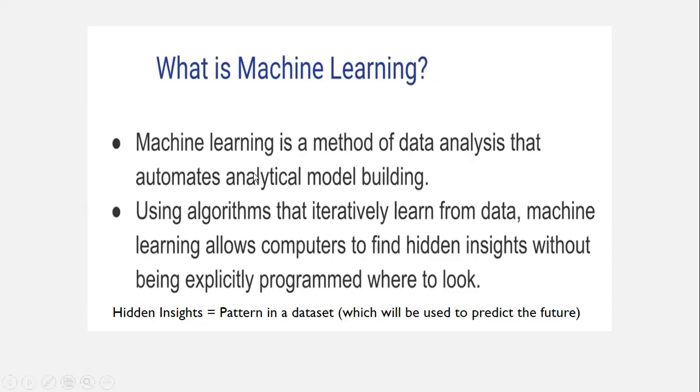Now looking at the second point, they said using algorithms that iteratively learn from data, machine learning allows computers to find hidden insight without being explicitly programmed where to look. So the whole idea of machine learning is you feeding a model or an algorithm the data, and it will identify the patterns in the data. From there, it will be able to make predictions, or find hidden patterns and hidden insights from it. So here, hidden insight equals pattern in the data set.